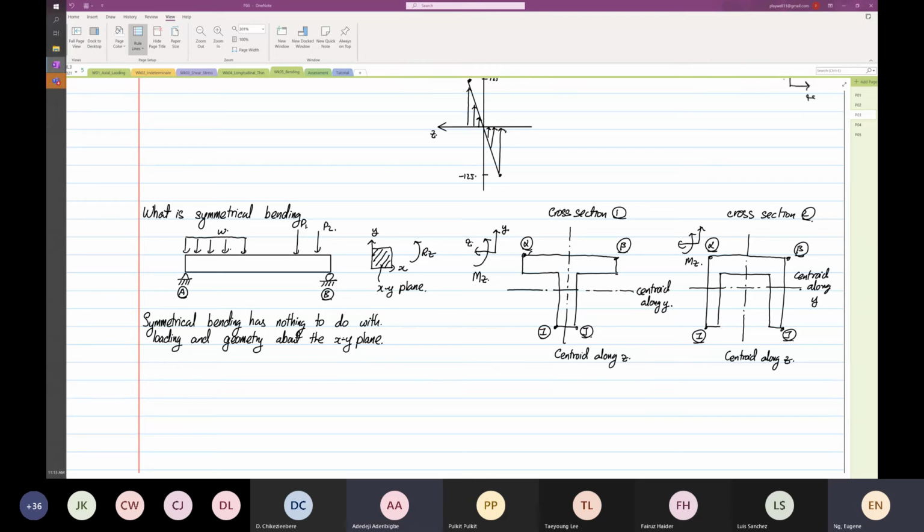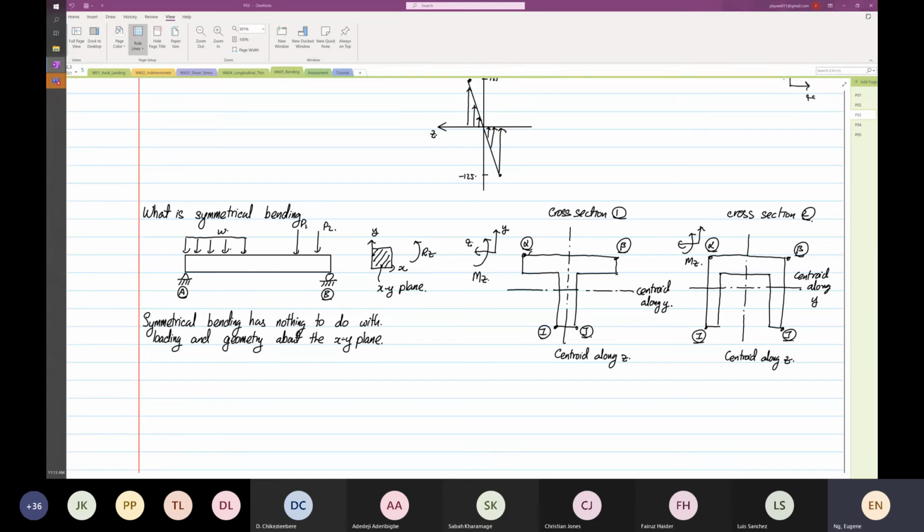Anyone else? I think it's not symmetrical bending because the cross section is not symmetrical about the bending plane. Is it because the bending moment is going to be positive and negative and even values on both sides? You're partly right, Christian. So now, what is symmetry? What are the rules for symmetrical bending?